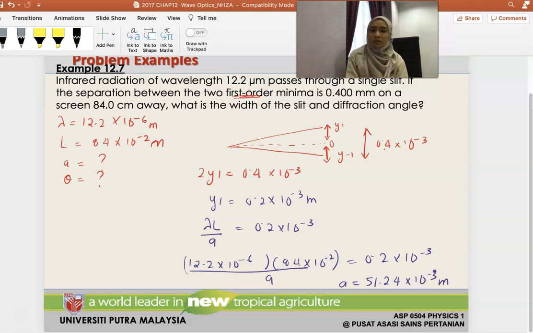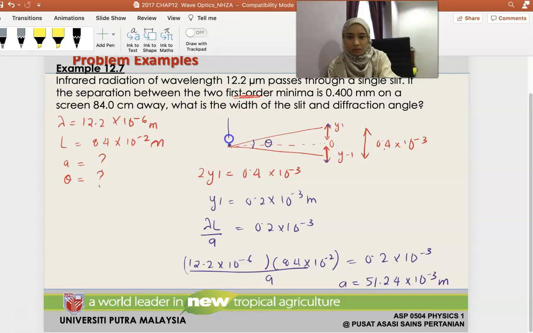Now the question is asking what is the diffraction angle. If we are talking about the distance separation between the two first order fringes, we are talking about this angle. That is our diffraction angle. So this is our slit and we are talking about that angle. Wait, it should be at the center, because it's the two first order fringes. So this is my A. Alright, so I want to know what is theta.